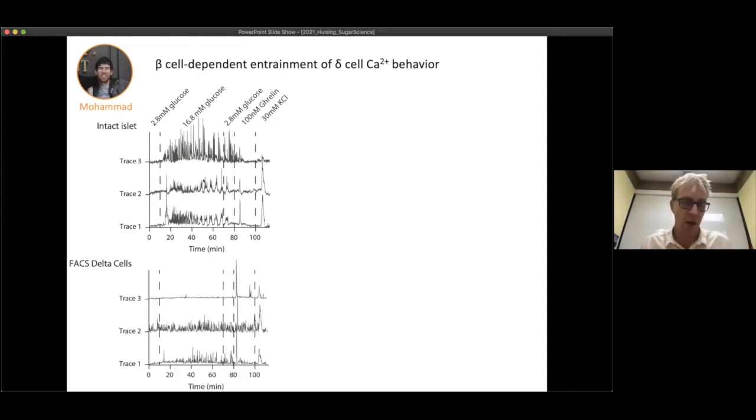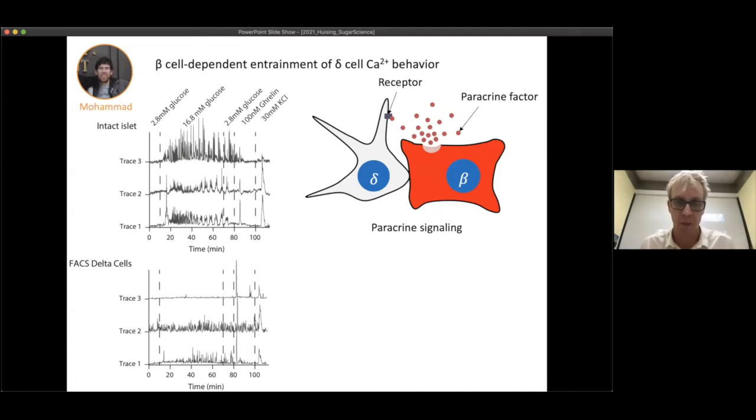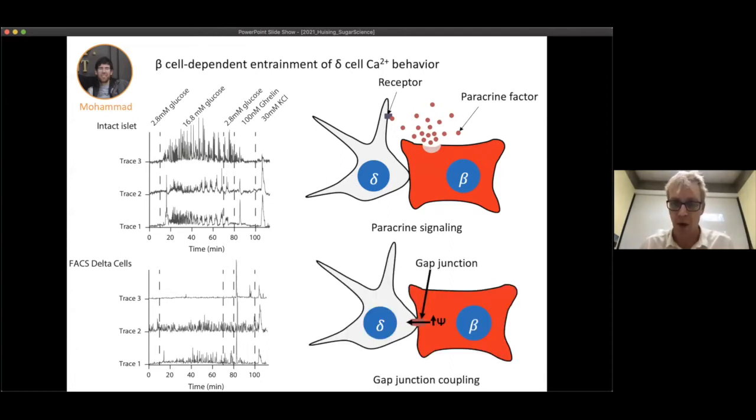And then he FACS purifies delta cells away to demonstrate that if we remove delta cells from beta cells, that slow entrainment that is present here goes away, demonstrating that delta cells are entrained by beta cells, because this behavior is not obvious, which sets up two different pathways. Either there's paracrine crosstalk or there's gap junction connections. And we're pursuing exactly what the mechanism is. We have a pretty good idea that it's probably predominantly paracrine and not fully paracrine.